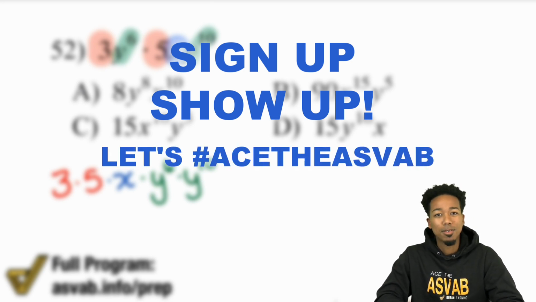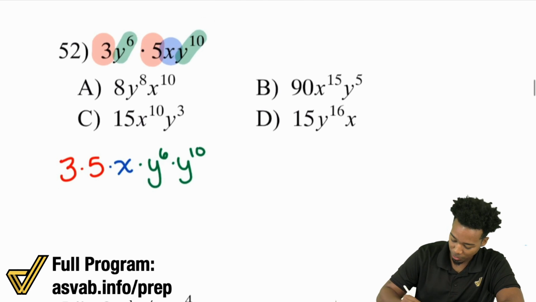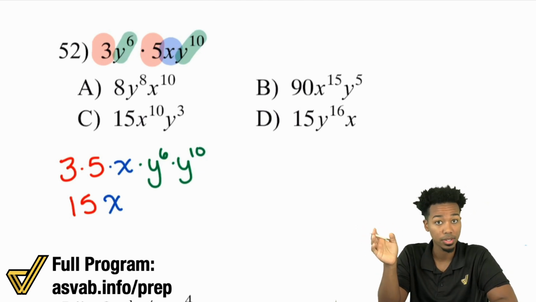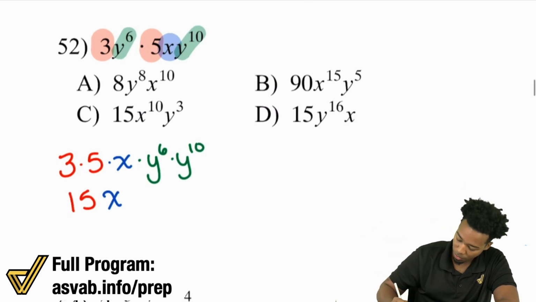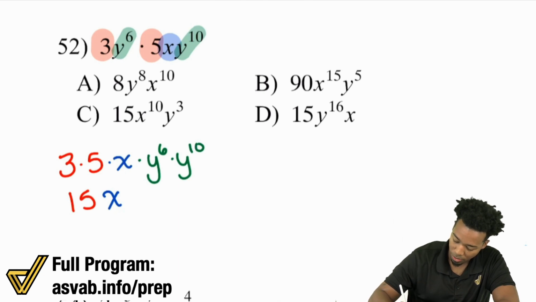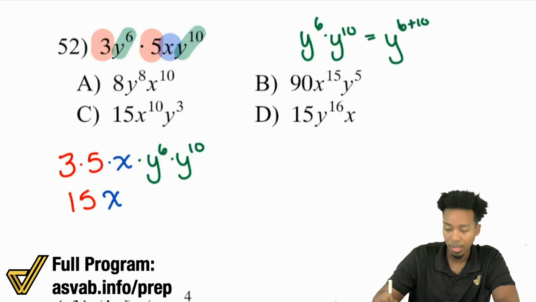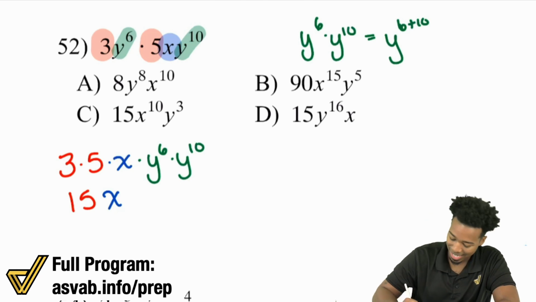Let's get back to the problem. And then 3 times 5, that'll give us 15. After that, we just have the x. And notice there's no other x, so it doesn't mingle with anything else. And then lastly, we'll see that we have y to the power of 6 times y to the power of 10. And so when we take care of that, you add those exponents, because you now have 6 plus 10 y's being multiplied, so that's 16. Y to the power of 16.